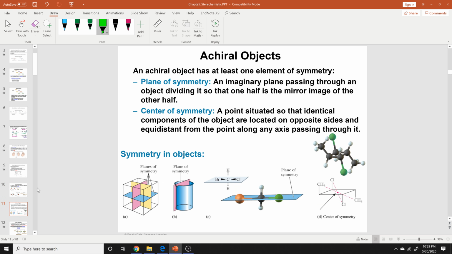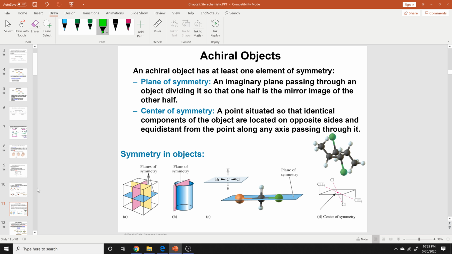When you draw a plane of symmetry, the plane of symmetry, as we mentioned, is an imaginary plane, and since it's an imaginary plane, it passes through the object. It divides the object so that one half is the mirror image of the other half. The rule of thumb here is that when you want to draw the plane of symmetry, you can draw it anywhere you want. It really doesn't matter. It's just to choose a plane and to draw it along the plane.